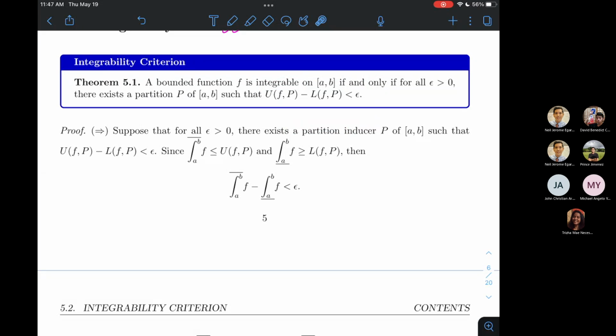So ang sinasabi ng Theorem 5.1, itong integrability criterion, integrable lang isang function pag pwede tayong makahanap ng partition inducer ng interval A, B na magiging napakamalapit na ng upper at saka lower Riemann sum nila sa isa't isa. In fact, whenever we choose epsilon greater than 0, however small it is, there's always a partition inducer na within epsilon distance yung upper at saka yung lower Riemann sum.